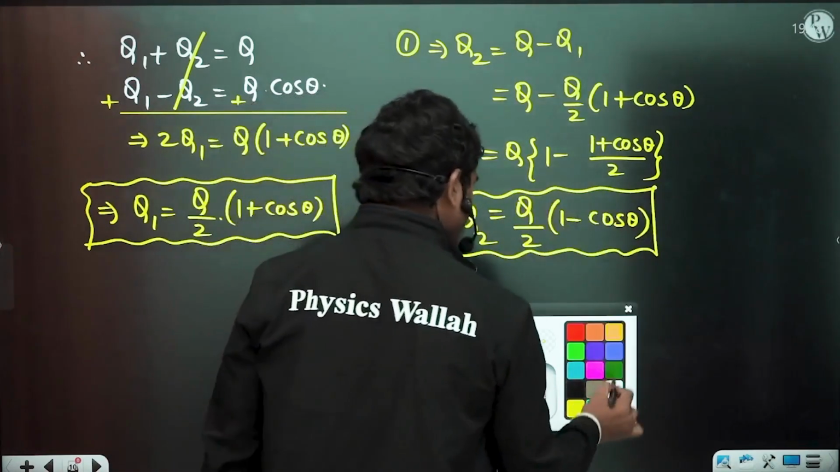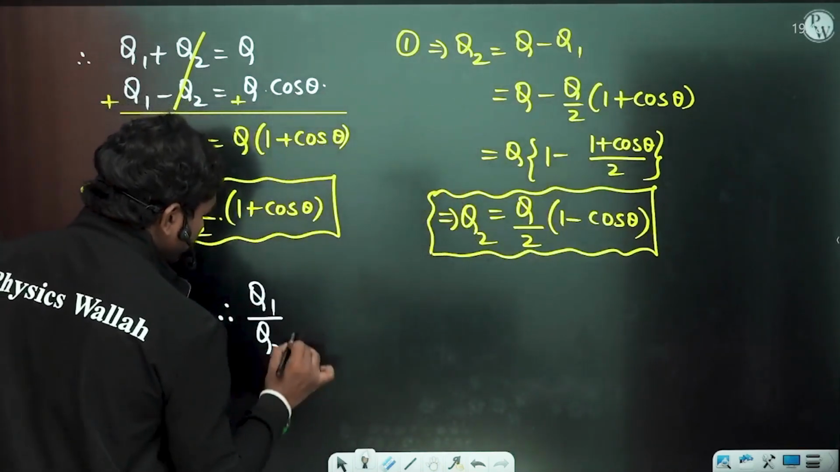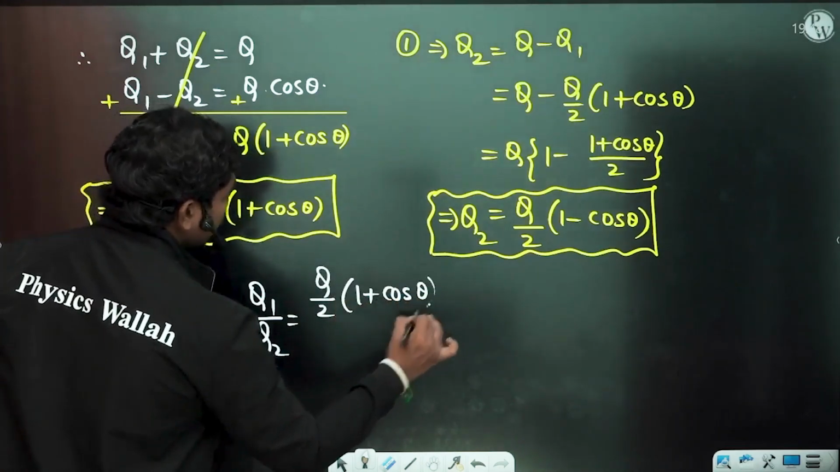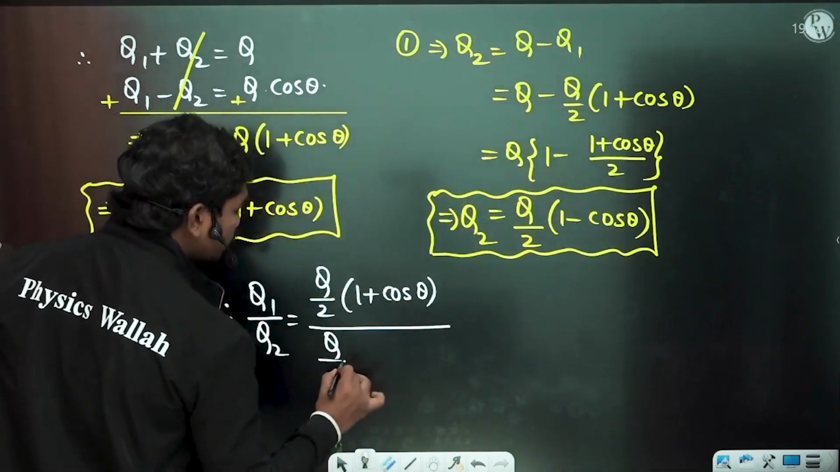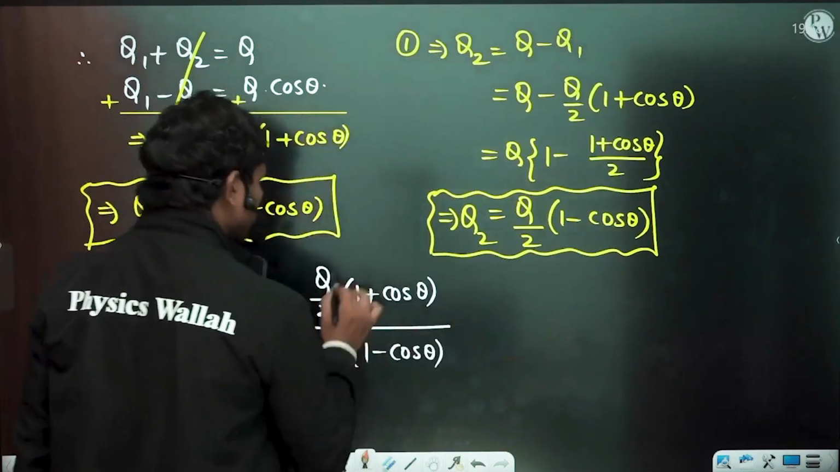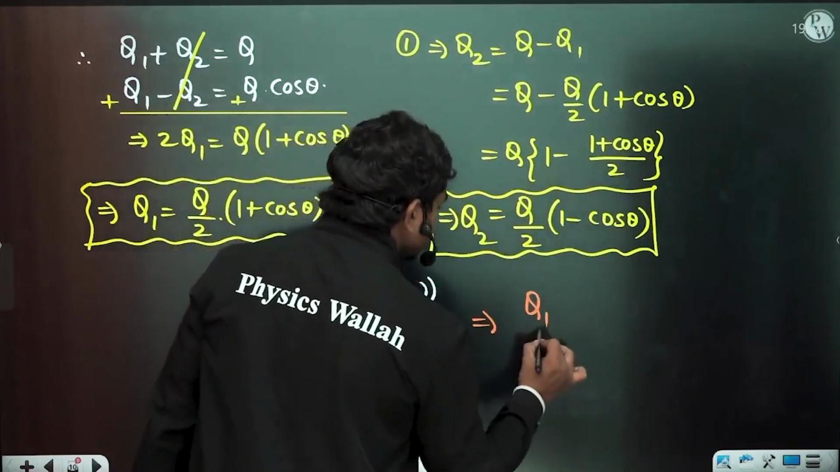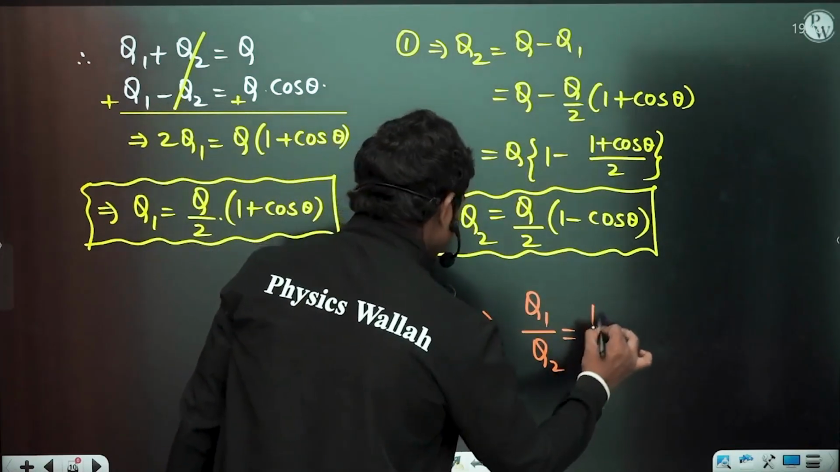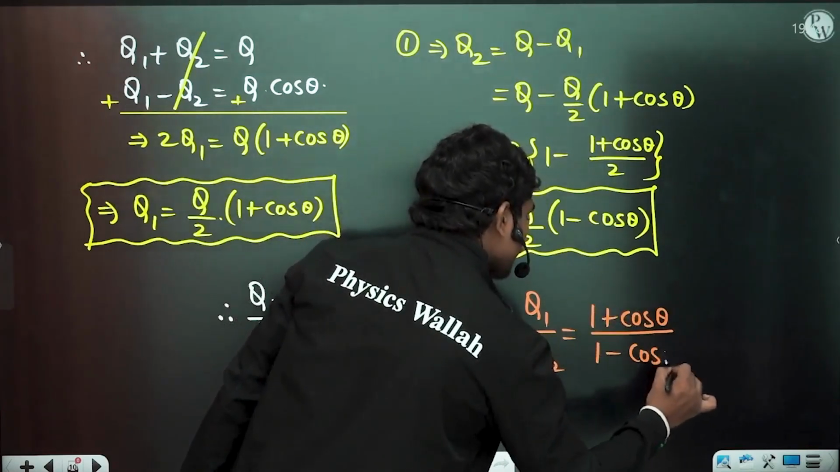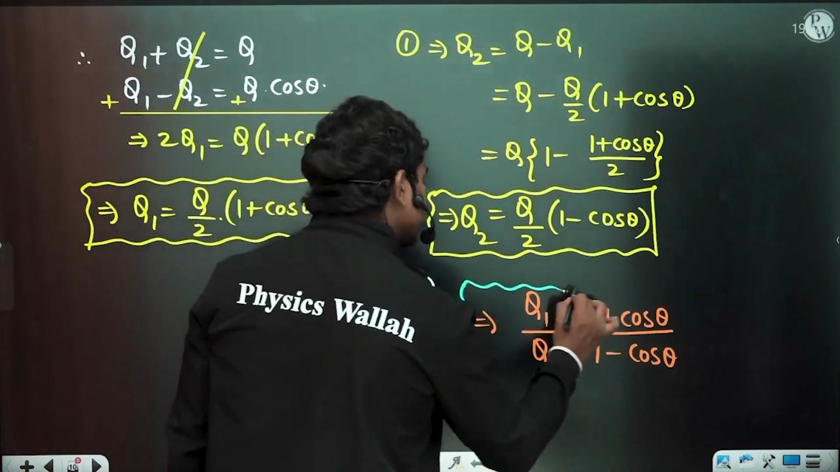So therefore from these two equations, q1 by q2 is equal to q by 2 times 1 plus cos theta, divided by q by 2 times 1 minus cos theta. Okay, so if you cancel this q by 2 and q by 2, of course these are the individual discharges. Anyhow, if you just want the ratio, q1 by q2 is equal to 1 plus cos theta by 1 minus cos theta. So this is the ratio of these two discharges in which they split.